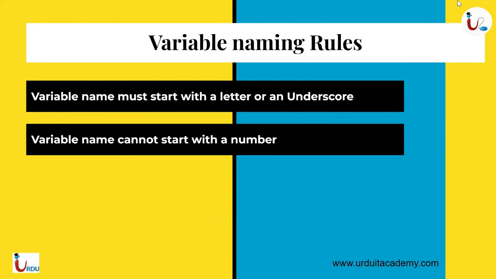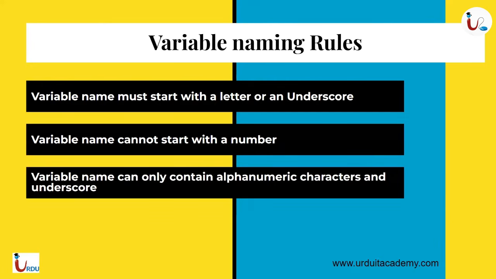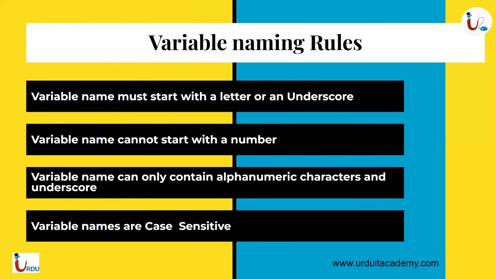Okay. Also, a variable name can only contain alphanumeric characters and an underscore, which means you can use A to Z, capital or small letters. Also, not at the beginning, but in between or at the end, you can have numbers, and only one symbol is allowed, which is an underscore. Okay. And the last and most important part, variable names are case sensitive, which means capital letters and small letters are different. If you write num1 in small letters and then print Num1 in capital letters, it will give an error. Clear? Okay, let's have a look at some examples.